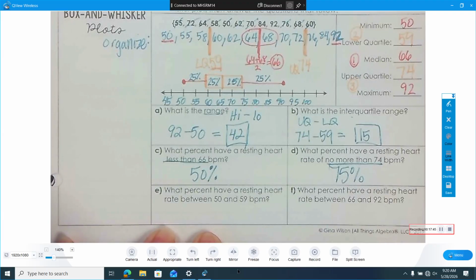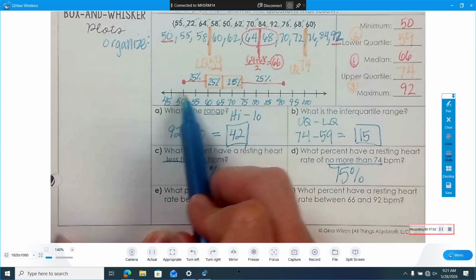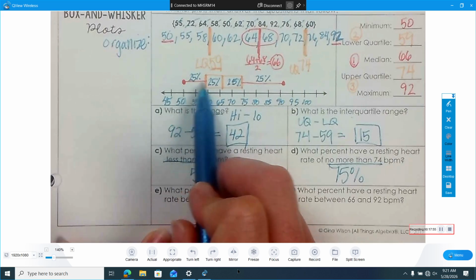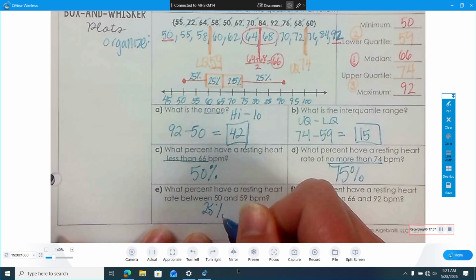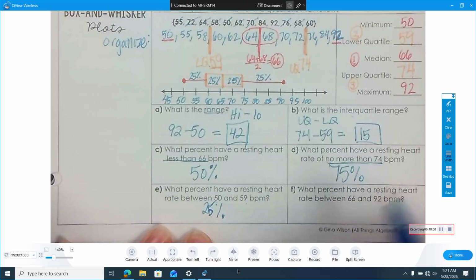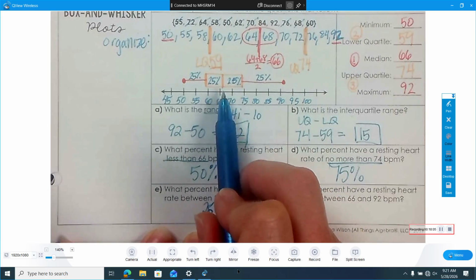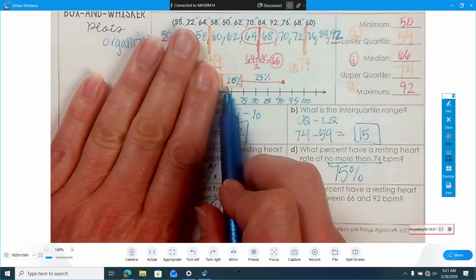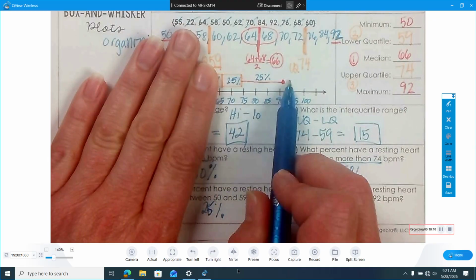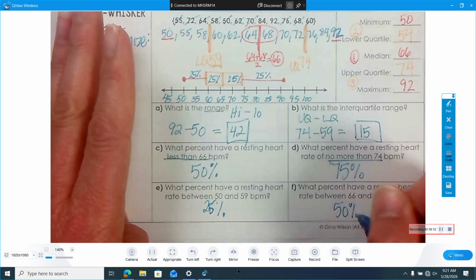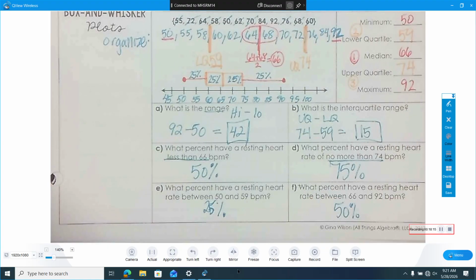What percent have a resting heart rate between 50 and 59? 25%. There's 50 and 59. That's my whisker. That's 25%. What percent have a resting heart rate between 66 and 92? 66 right here and 92. That's this whole side. That's 50%. Do you have any questions on that? All right, turn the page. We're going to practice just a little bit more making those boxes.